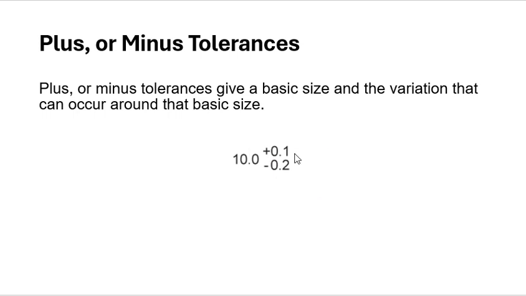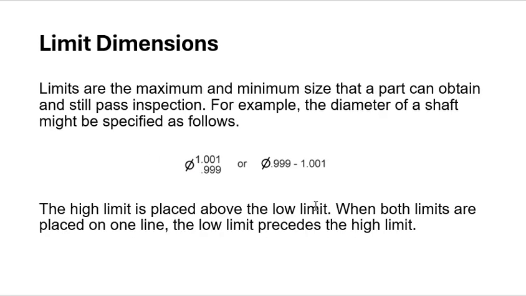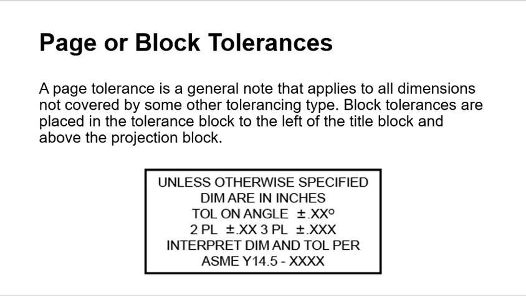So plus or minus tolerances, when we write the plus or minus tolerance method, we usually give the basic size. So this 10.1 is your basic size, and then of course your variation here. A basic size is not given in limit dimension. Okay. All right. Then we'll get into page or block tolerances.